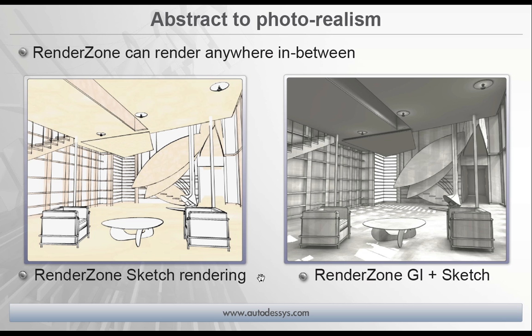Now, the RenderZone plugin can render anywhere in between from abstract to very photorealistic rendering. For example, here on the left, using the sketch rendering part of the RenderZone plugin, you can do sketch renderings that look like oil painting or stipple patterns. Maybe it looks like an artistic pencil effect, and that's how you can present it to your client. Now, on the other side, you can still use the full quality of the global illumination lighting and still use the sketch renderer with that, so you can get realistic lighting but with a sketch rendering effect.